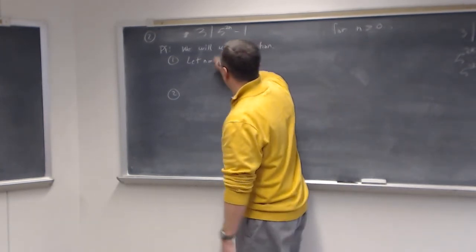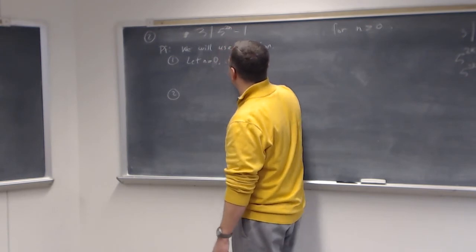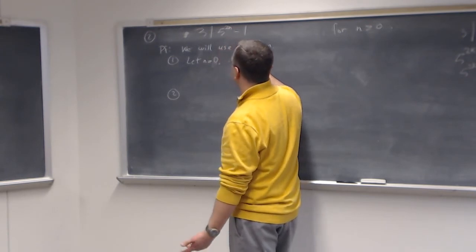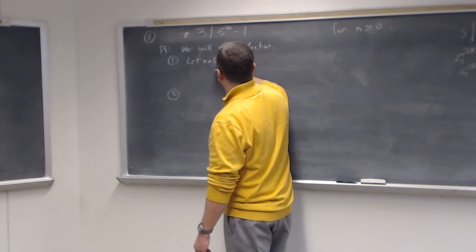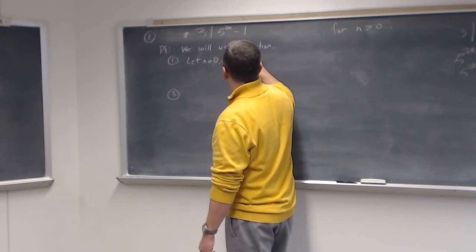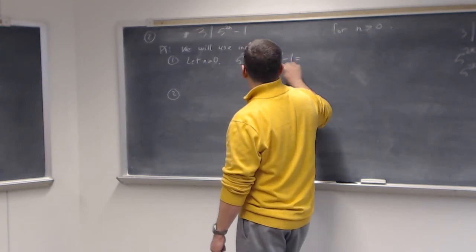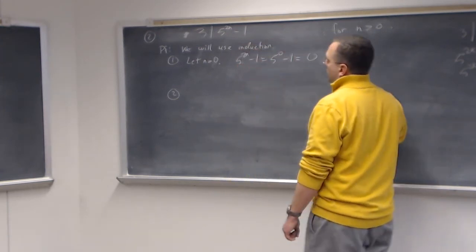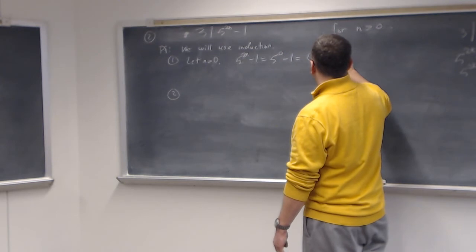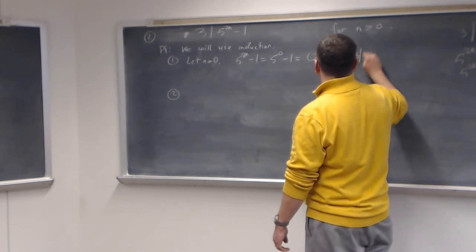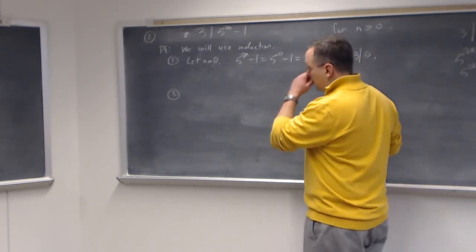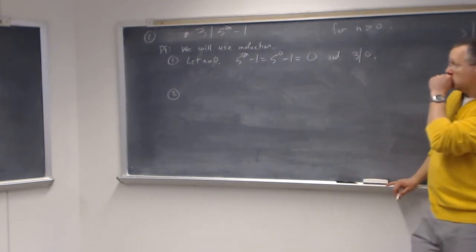We use induction. So now you start with n equals 0. What does the statement say? When n equals 0, 5 to the 2n minus 1 is 5 to the 0 minus 1. 1 minus 1 is 0, and 3 divides 0. Okay, so it's true for the base case.